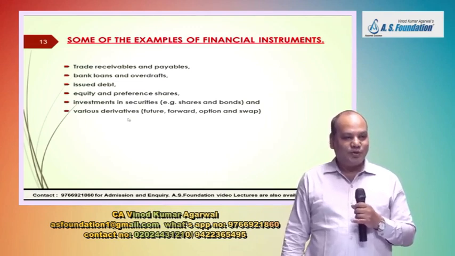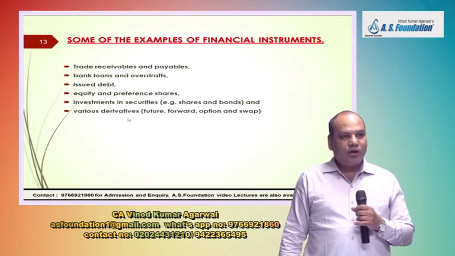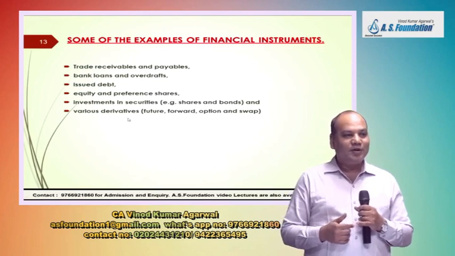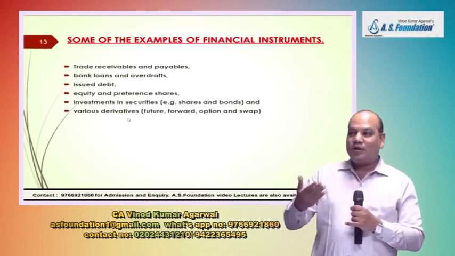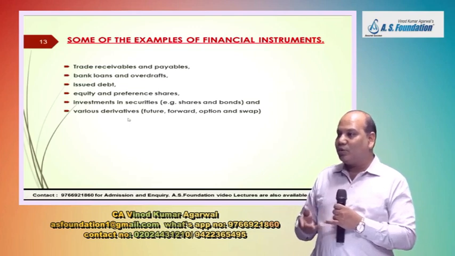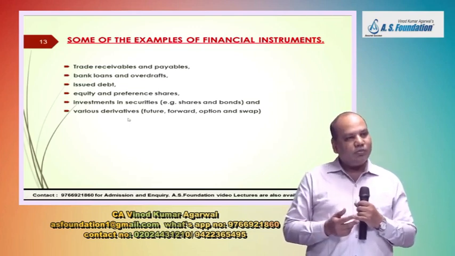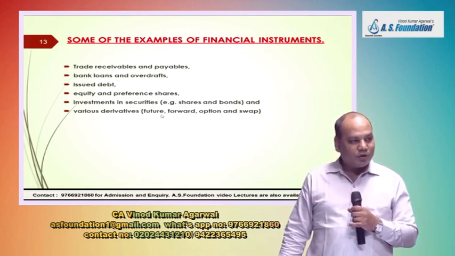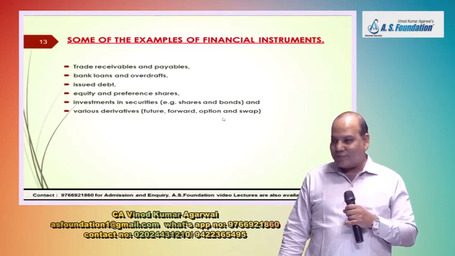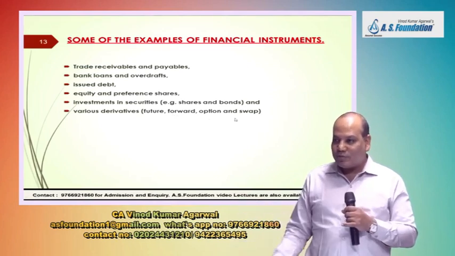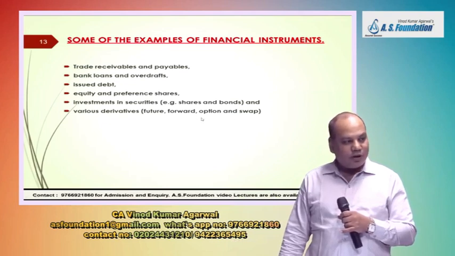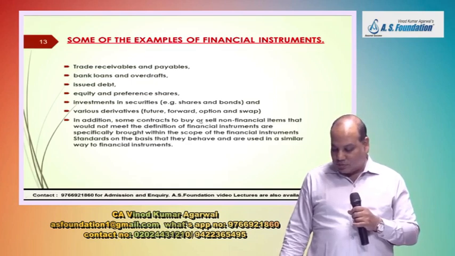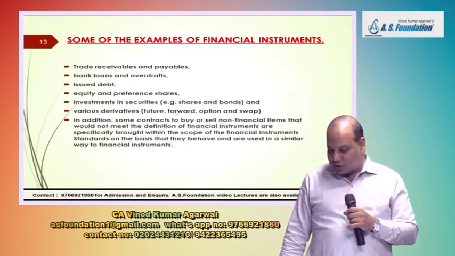Derivatives are also financial instruments, because for one party it is a financial asset, for the other party it is a financial liability or equity. Examples of derivatives: forward, future, option, swap, and many more. Okay. Have you studied this concept of forward, future, option, and swap? Good. If you have not studied, very good.